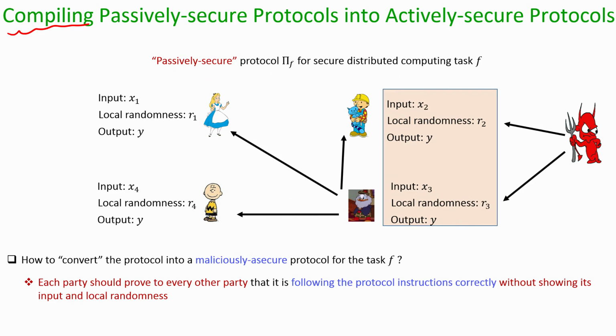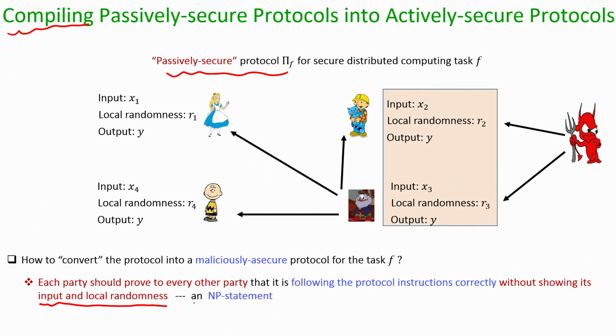But it turns out that the input and the local randomness of every party cannot be given to other parties, because that is what ensures the security of the protocol pi sub f. If I learn the input and the randomness of every other party, then there is no way I can guarantee the security of the protocol pi sub f.